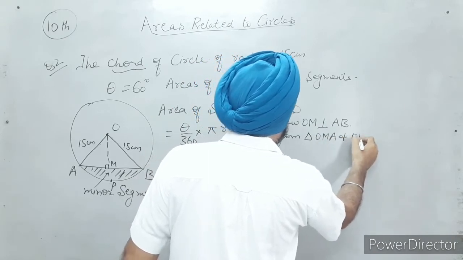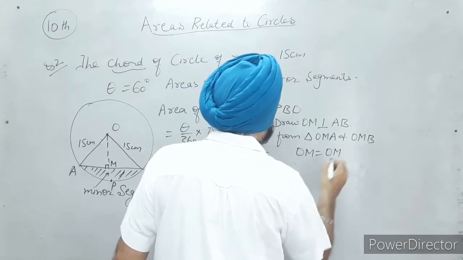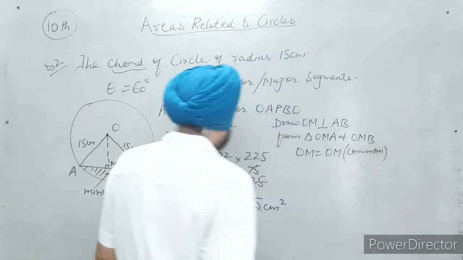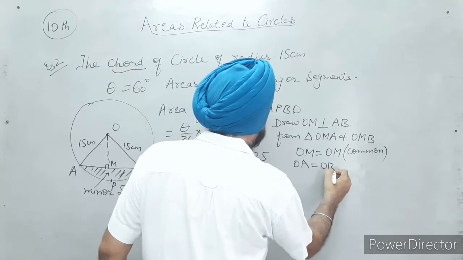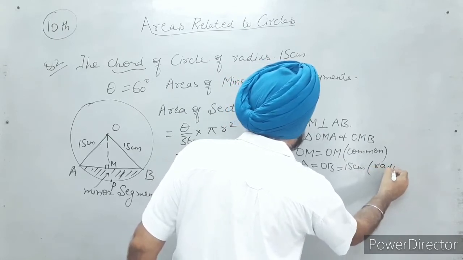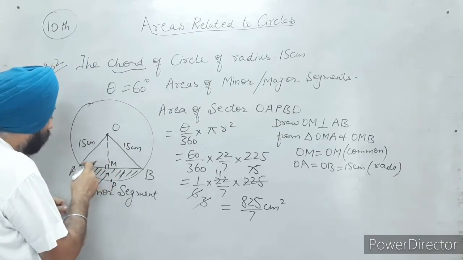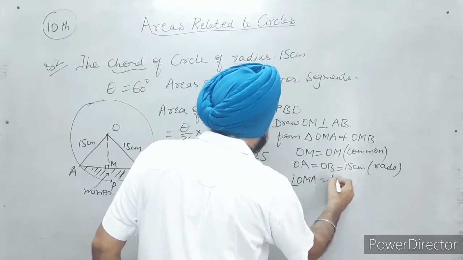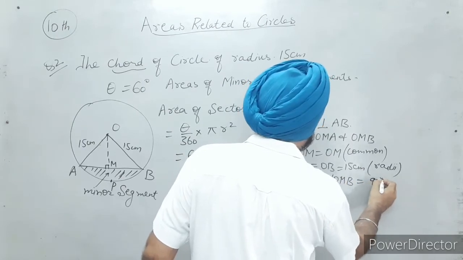OMA and OMB, OM equals OM, it is common. OA equals OB, which is equal to 15 centimeters, radii of the circle. And angle OMA is equal to angle OMB, each is 90 degrees by construction.